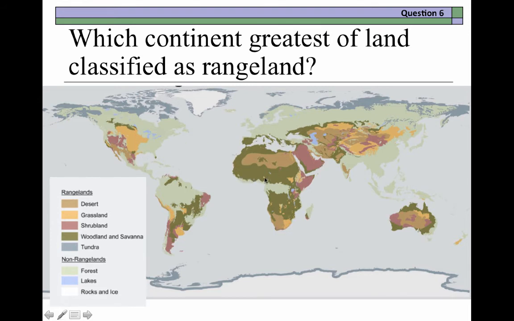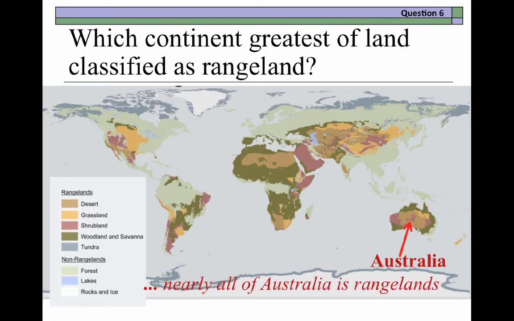And then the dark green is going to be woodland savanna areas. And then there are going to be desert areas as well. As you can see, in this almost camo brown color, we have quite a bit of desert area in the U.S. You see a really large percentage of North Africa that is going to be classified as desert. And then Australia is unique because Australia is nearly all classified as rangeland. So they have different types: shrublands, grasslands, deserts, and woodland and savanna tundras.